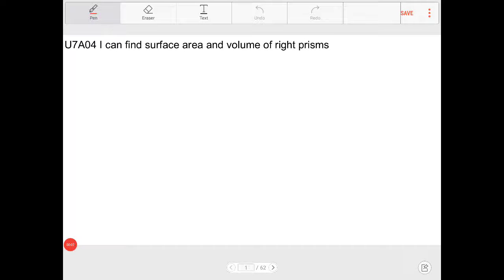Hello students, this is lesson U7A04. By the end of the lesson you should be able to say I can find surface area and volume of right prisms. Let's take a look.